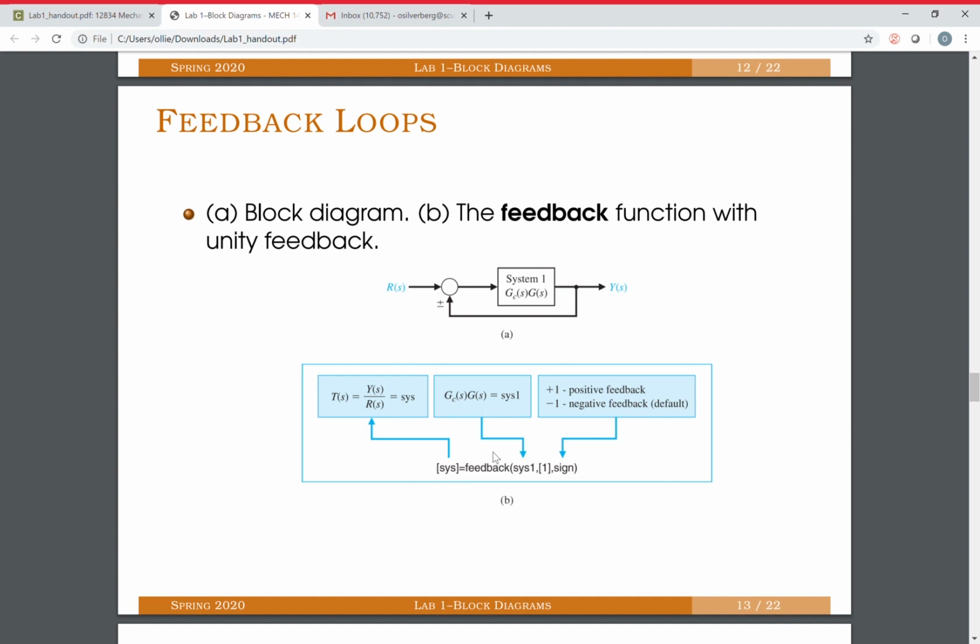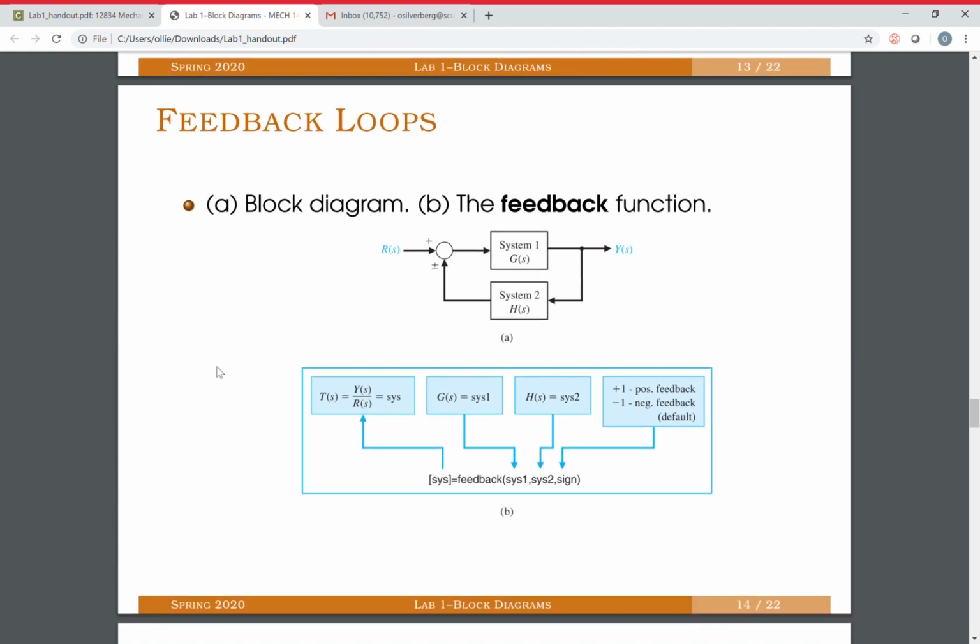So to do this unity feedback system, we have the feedback function here, and our first input for that is going to be our system receiving the feedback. And then we have 1, meaning that we're not doing anything to it. We're just multiplying the feedback by 1, a value of 1. Notice that it's in brackets, right? That's important. And then the sign. So are we adding the feedback or are we subtracting the feedback from the system? So plus 1 means we're adding it, and a minus 1 means we're subtracting it. So you'd have either a plus 1 or a minus 1. It also turns out that if you don't include this, MATLAB will assume that you're doing negative feedback. So that's another option.